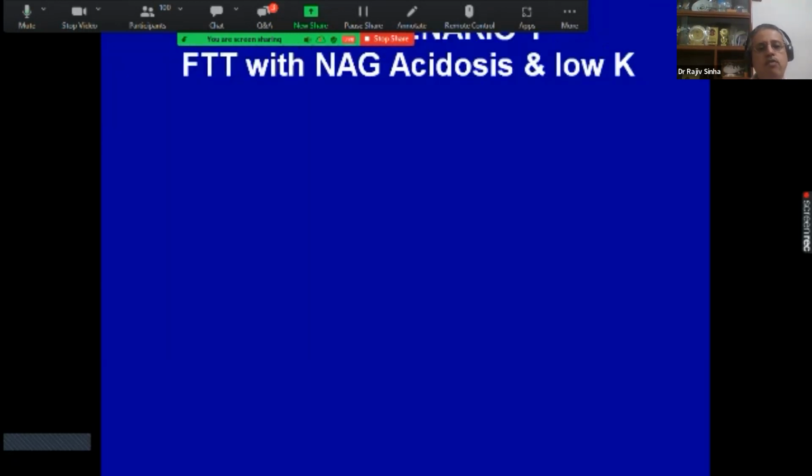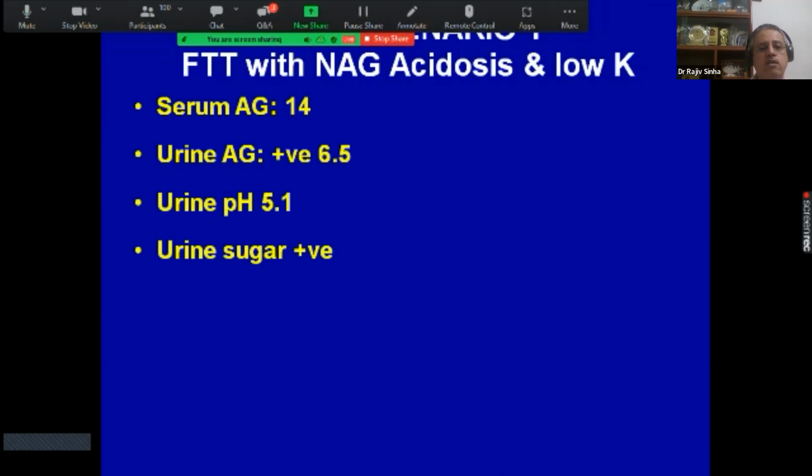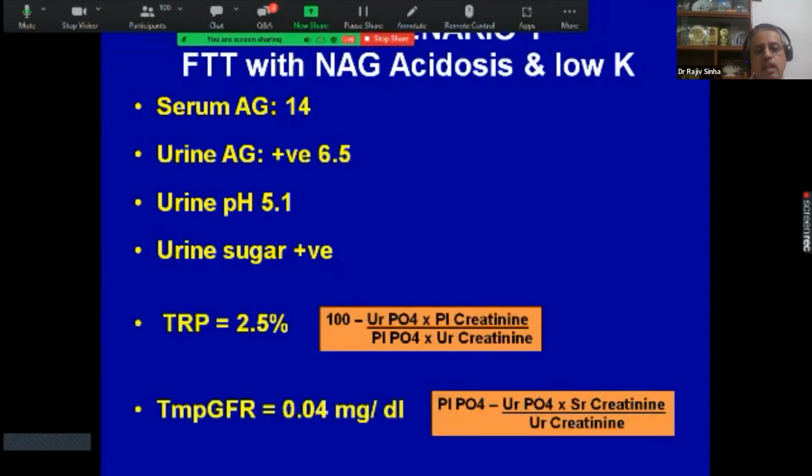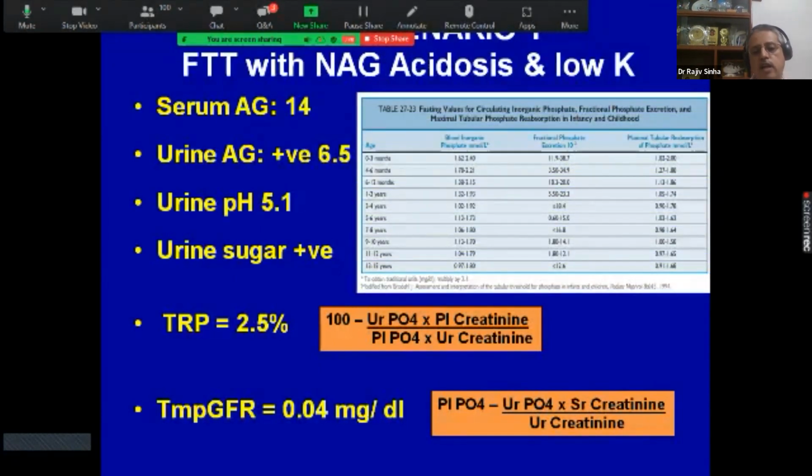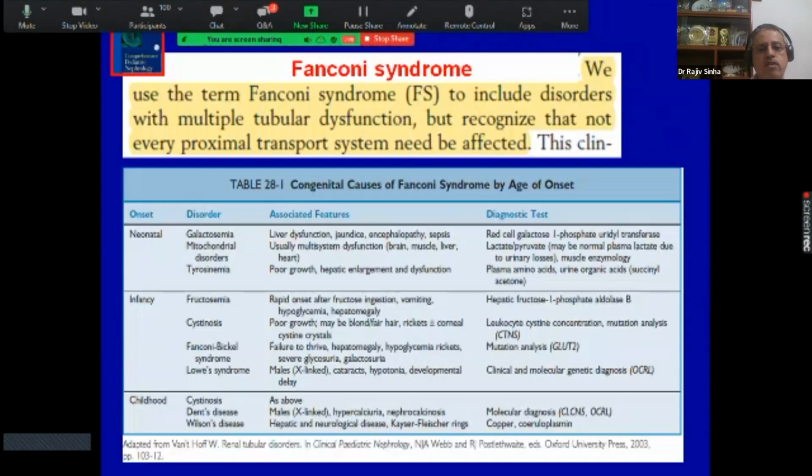For our first child from Bangladesh, the urine anion gap or the urine net charge was positive. The urine pH was 5.1, so it went down below 5.5. The urine sugar was positive. The child was losing a lot of phosphate, as you can see from the tubular reabsorption of phosphate or TMP-GFR. And hence we are already having the diagnosis that most probably this child is having Fanconi syndrome.